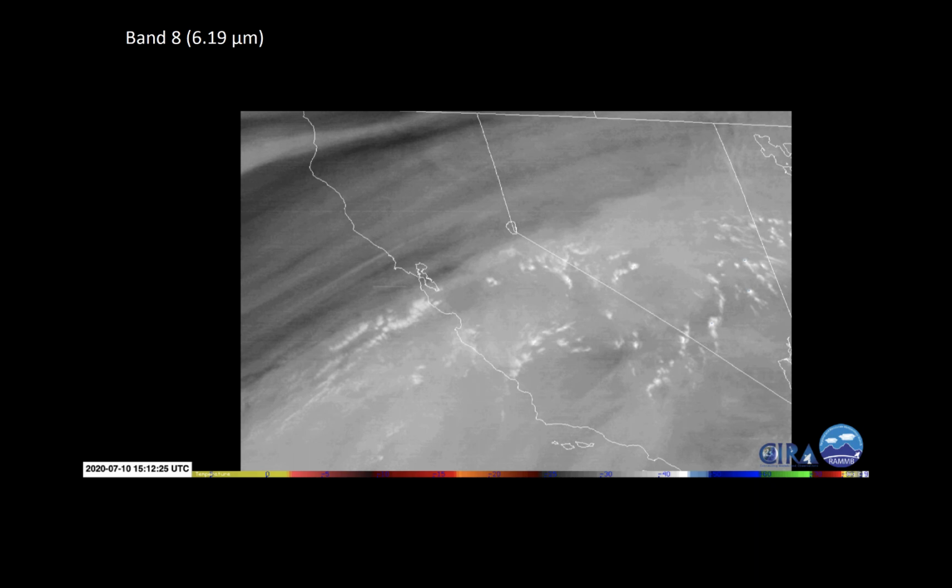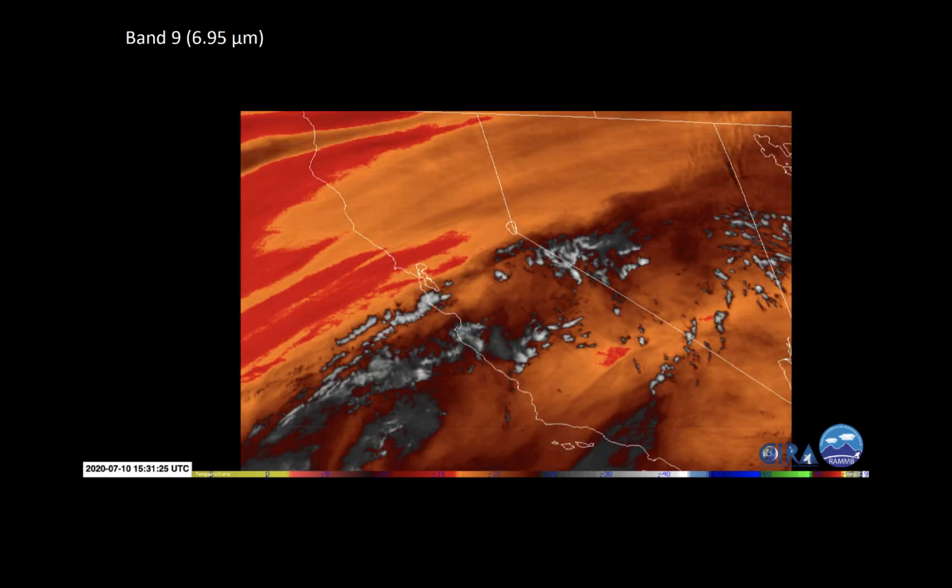Bands 8 through 10 are the water vapor bands. As stated before, the bands are located in a region of the EM spectrum where water vapor absorbs. That means that the horizontal variability in brightness temperature observed in these bands is caused by a lateral variability in the vertical distribution of water vapor. These channels are best interpreted as a group.